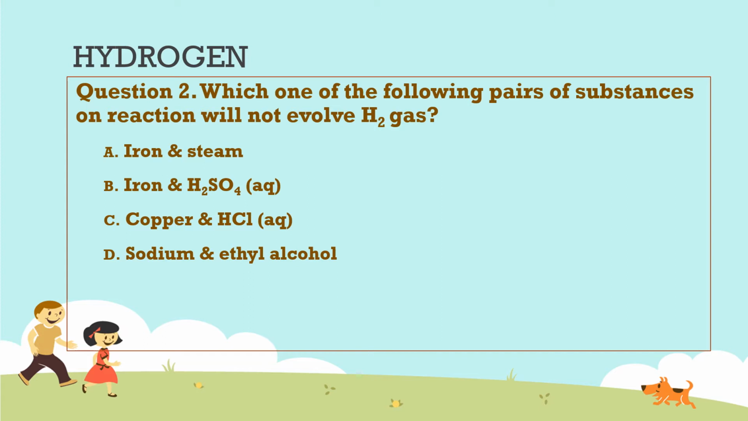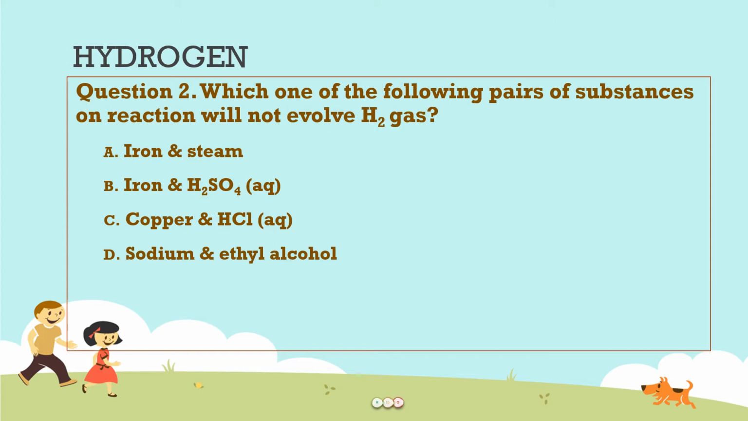So the next question is: which one of the following pairs of substances on reaction will not evolve hydrogen gas? Iron and steam, iron and H2SO4 aqueous, copper and HCl aqueous, sodium and ethyl alcohol. So this question is related to the preparation of hydrogen. I would request you all to remember very well the reactions given in the NCERT textbook related to the preparation of hydrogen. Okay, so now you can pause the lecture over here and first choose your option, and then we are going to see the correct answer.